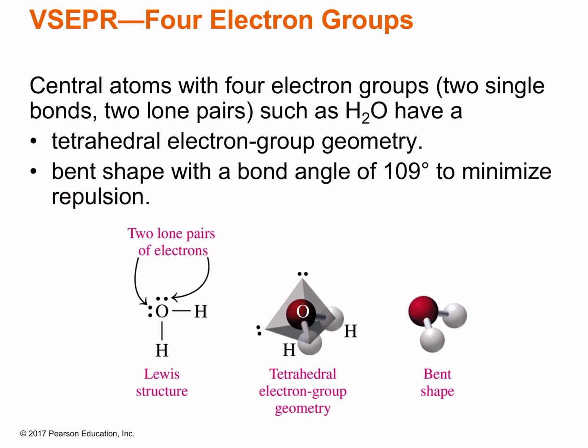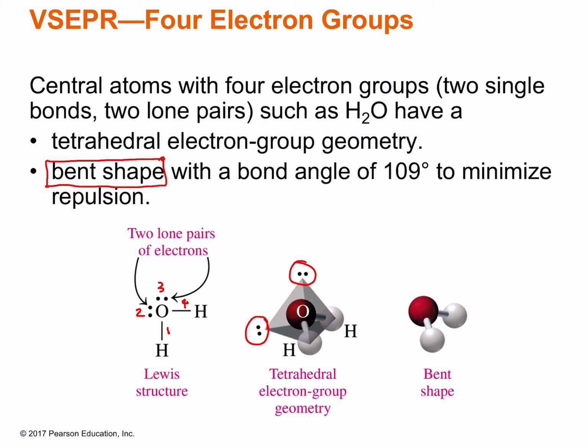Our last one that we're going to talk about still has 4 areas of electron density, right? 1, 2, 3, 4. But now 2 of them are bonds and 2 of them are electrons. Okay, so this actually has the same name as a previous shape. This is a bent shape again. This is a different type of bent. Before, that was when we had 2 things bonded to the central atom and 1 lone pair. Here, we still have 2 things bonded to the central atom, but we have 2 lone pairs.